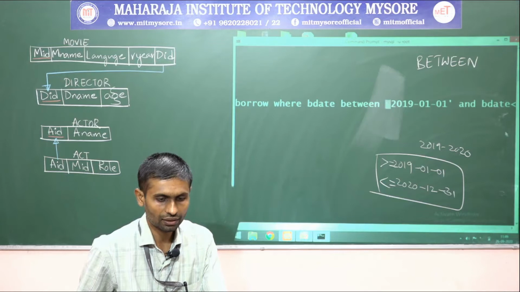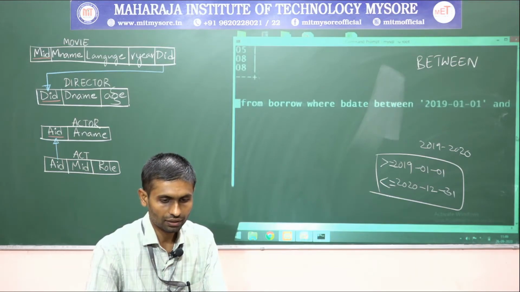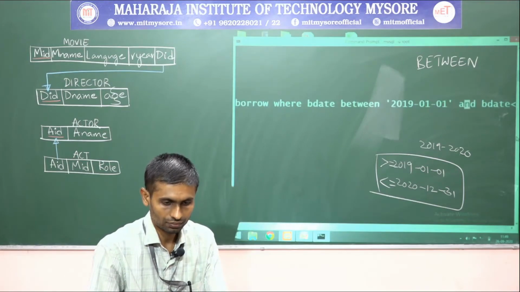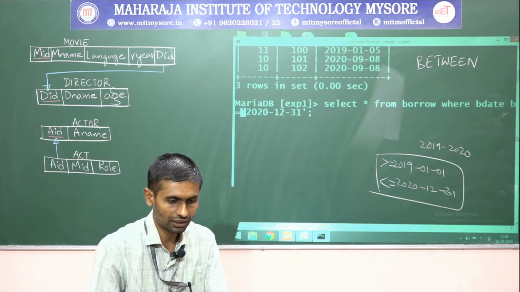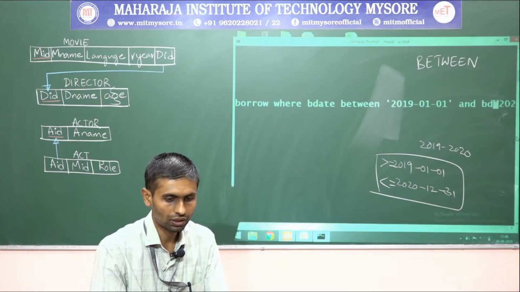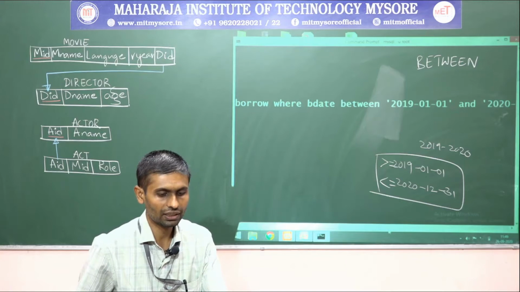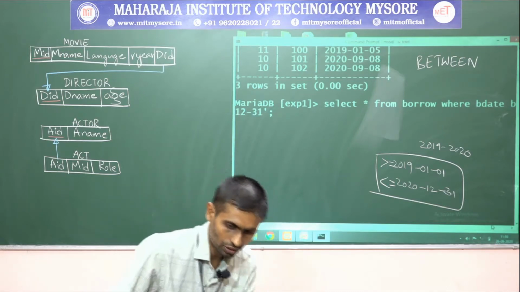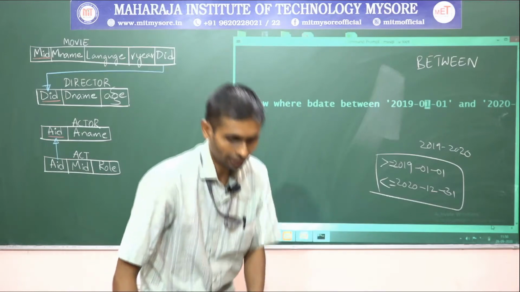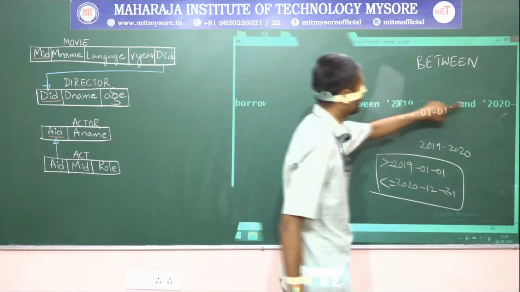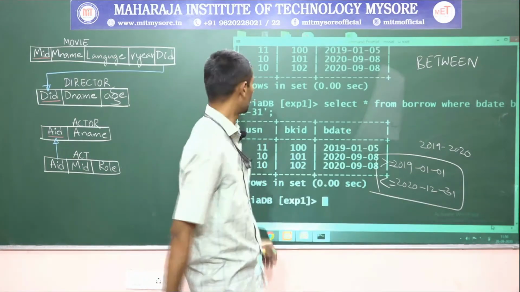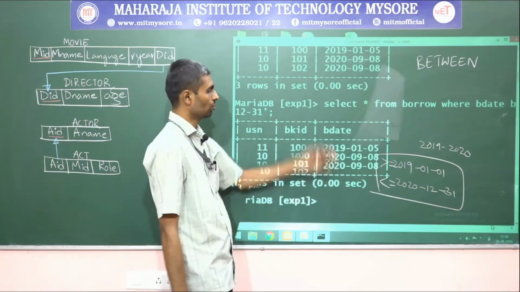2019-01-01 and 2020-12-31. That's it. That means, look at this one, what I wrote is between this date and this date, right? That's what I am mentioning. Look at this one. Same answer we got, 11, 10, same answer. No change with respect to that.